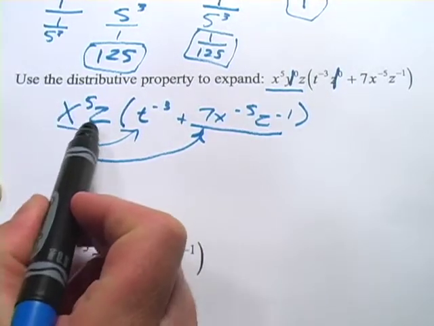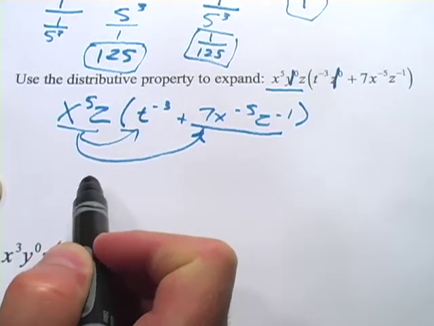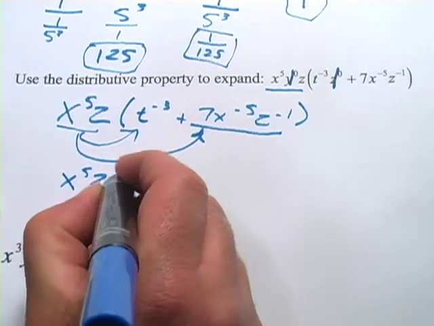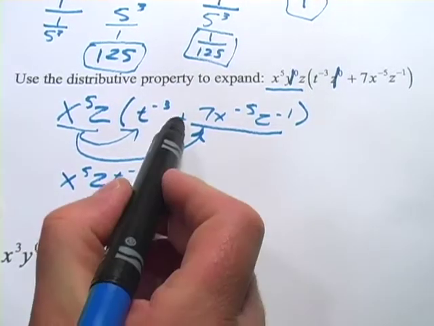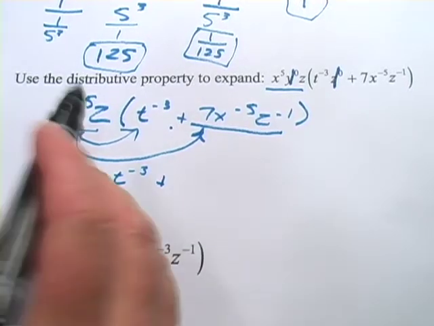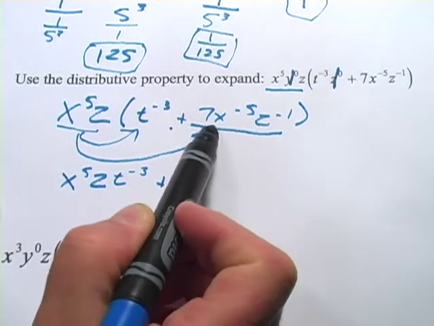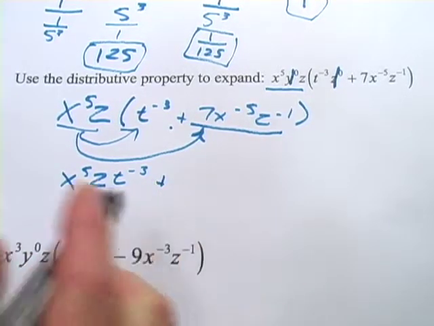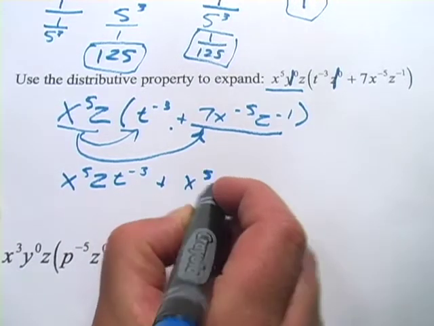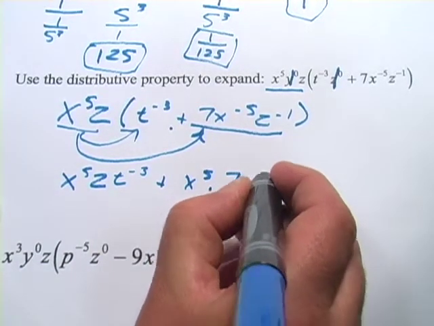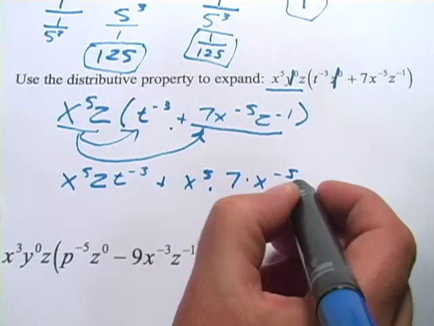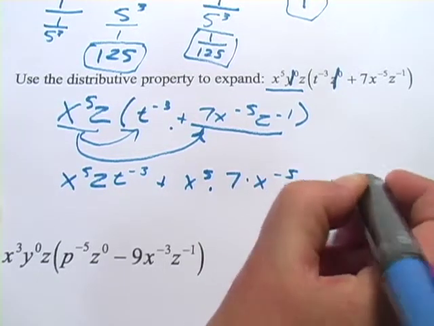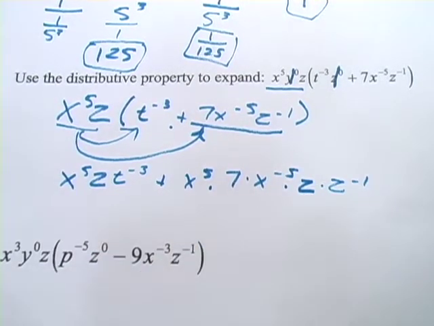So when I multiply x to the 5th z times t to the negative 3rd, we just kind of stick all those together. So x to the 5th z t to the negative 3rd. And then I have my plus sign. Bring that down. And here we have x to the 5th z times 7x to the negative 5th z to the negative 1. I'm going to smash those together too, and then we'll have to do a little simplifying. So I have x to the 5th times 7 times x to the negative 5th times, well, I have my z from out here, and then times z to the negative 1. I put them in that order so they're kind of next to each other.